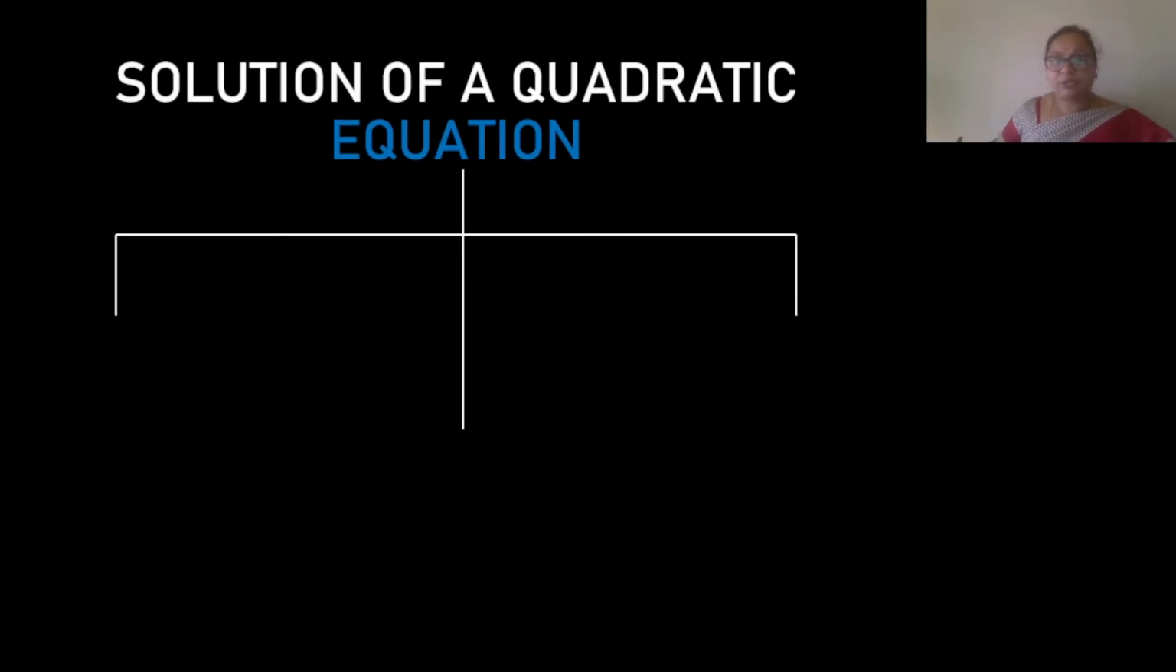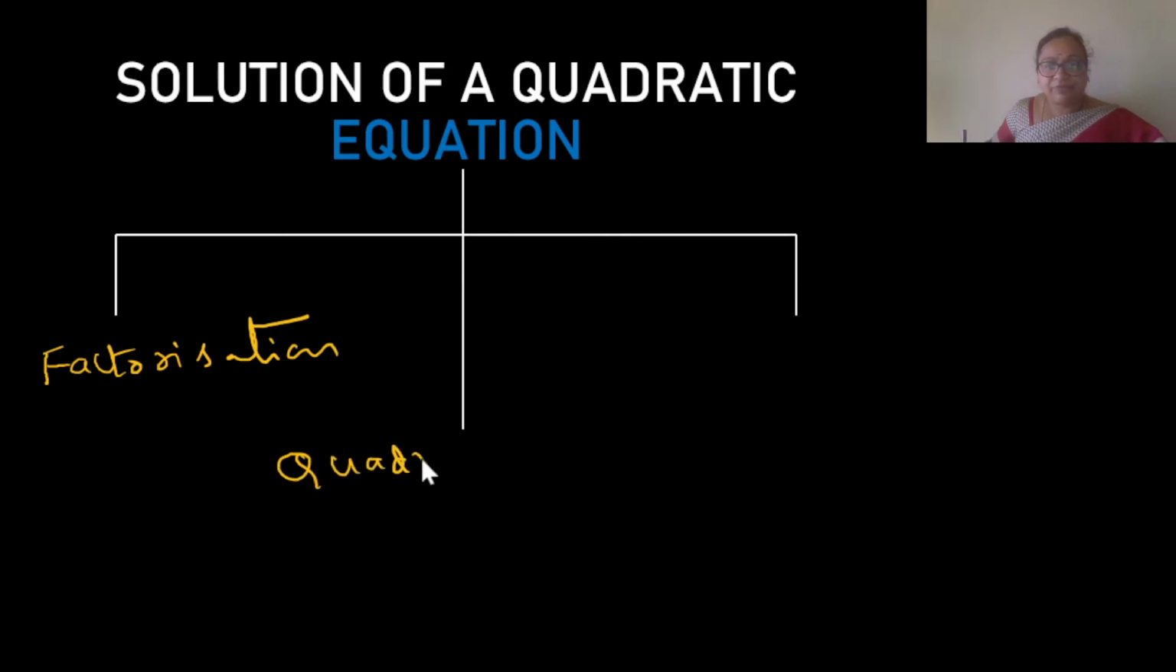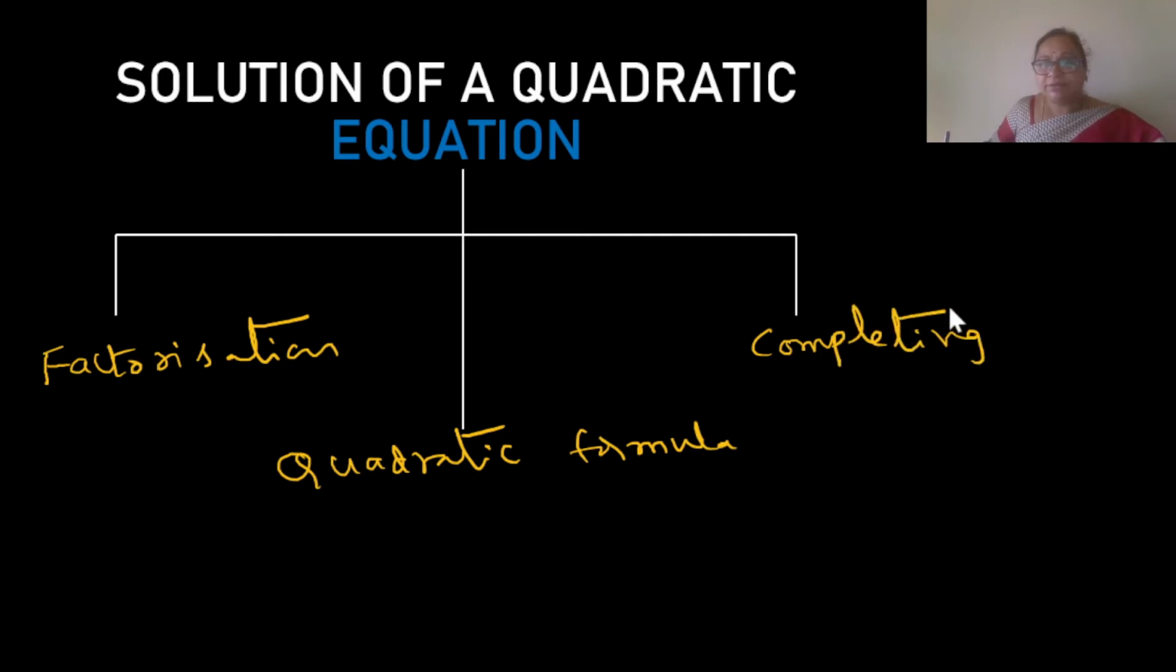Solution of a quadratic equation. Solving a quadratic equation means finding the roots of the quadratic equation. For finding roots of a quadratic equation, we have three methods. The first method is factorization and second one is quadratic formula and the third method is completing square method.